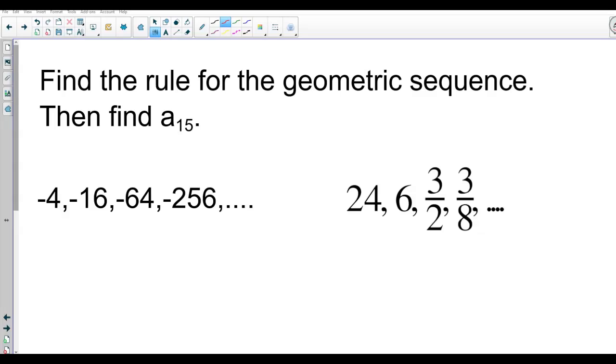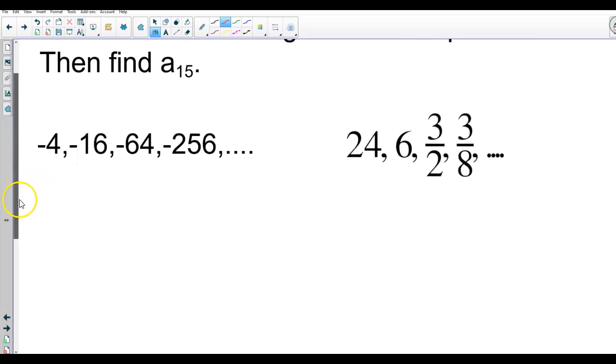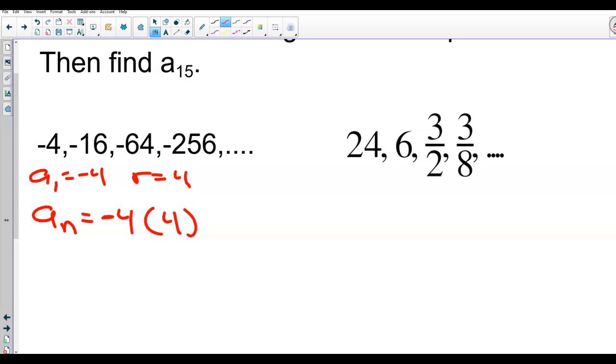All right, so for the geometric sequence, in this case my first term is -4. And each time, my r is going to be 4. I keep multiplying by 4. So the rule is simply a_n = -4 · 4^(n-1). That's the rule.